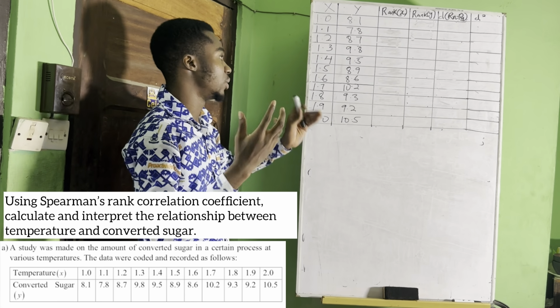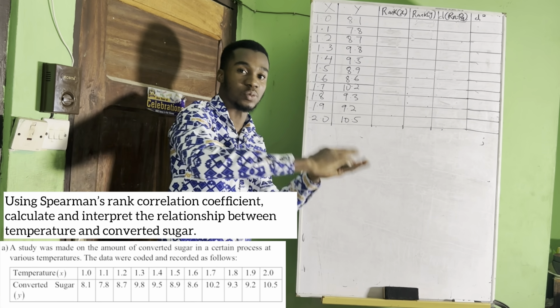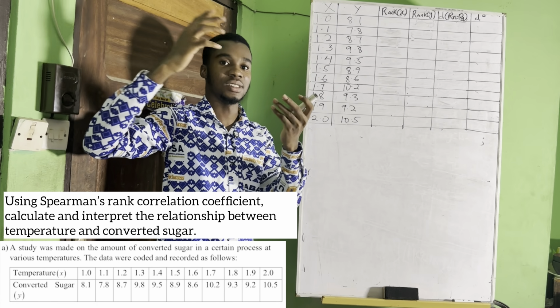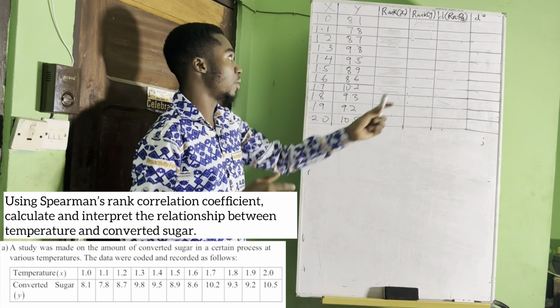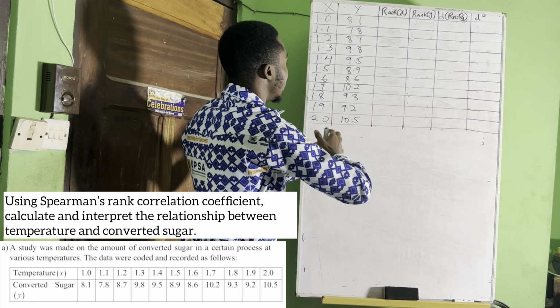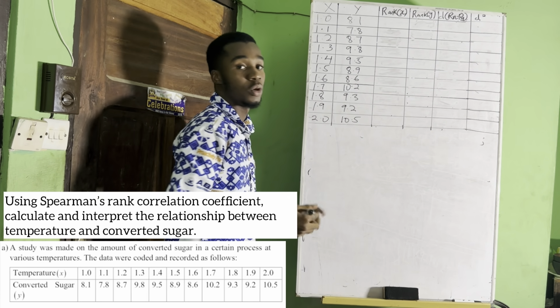There are 11, so the biggest is going to be 11, get it? So I'm going to be ranking it from smallest to biggest. So 1, 2, 3, 4. Then as this is increasing, I'll also be increasing the number. Then rank of y, so I'm also going to be ranking the y value. I'll start with the smallest and I'll be increasing, you get it? So that's how we go about it.